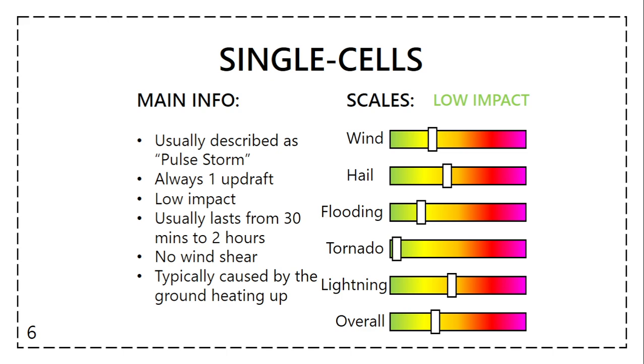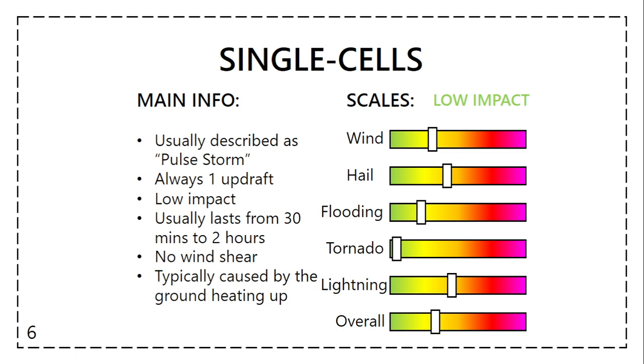These tend to appear a lot in the UK, especially in spring or summer. They're the most common. Usually these will last from 30 minutes to a maximum of 2 hours. No wind shear, and typically caused by summer or spring heat heating up the ground, rising air, a rising updraft, forming cloud, that towering cumulus cloud.